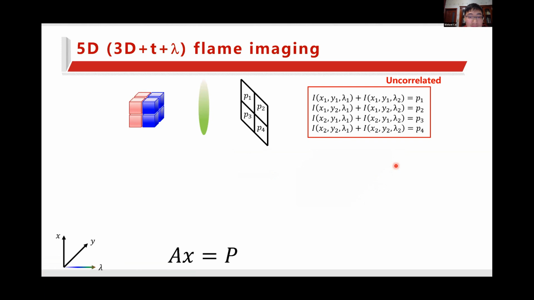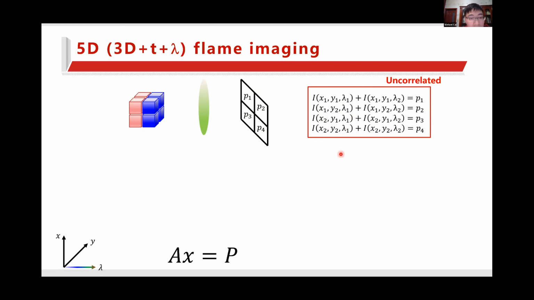So how to do that? If you have one camera here, you have 4 pixels, for example, and you have 8 voxels here, and you try to reconstruct this data cube. Then you can have an equation system. So P1 is the summation of the signal of these 2 voxels, and P2 the same for these 2 voxels. Then you have an equation system. But the problem is these equations are not correlated because they don't have common variables. So you cannot solve this equation system.